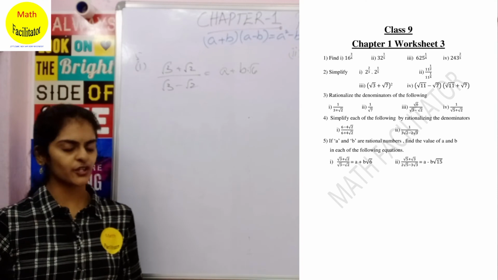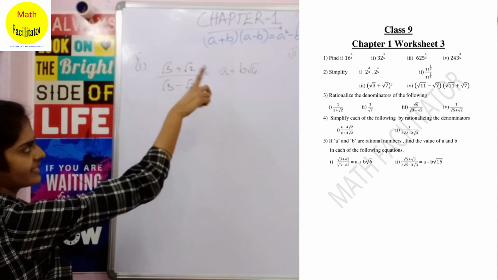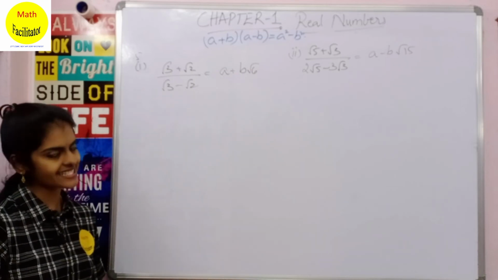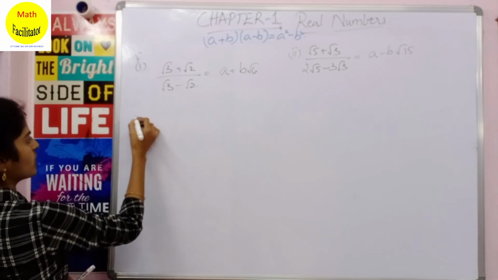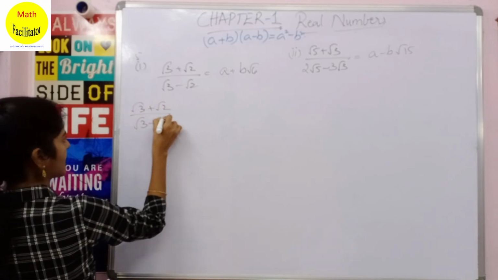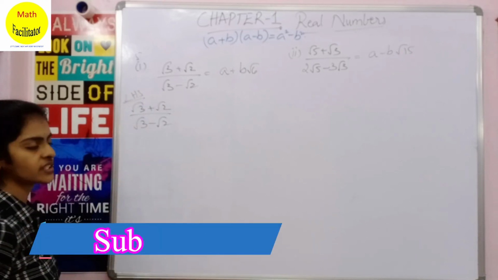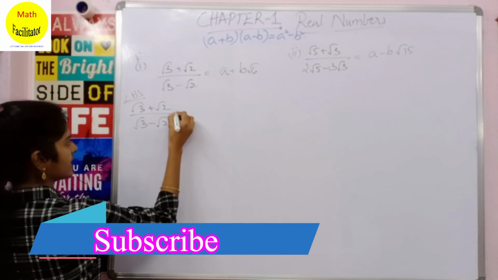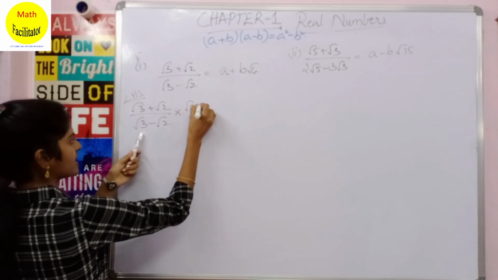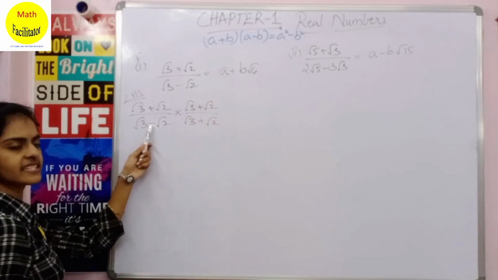Clear? Moving on to the next question, you have to find the values of a and b, and these conditions are given to you. Clear? So we'll again rationalize the denominator. So it is root 3 plus root 2 divided by root 3 minus root 2. So LHS is root 3 plus root 2 divided by root 3 minus root 2. So we will multiply and divide with what? Root 3 plus root 2 divided by root 3 plus root 2, since you have a minus in the denominator.